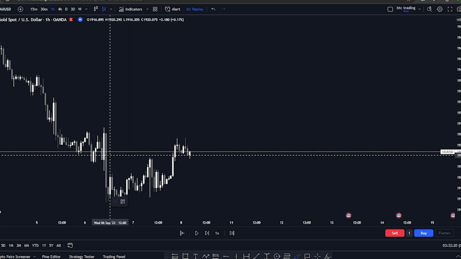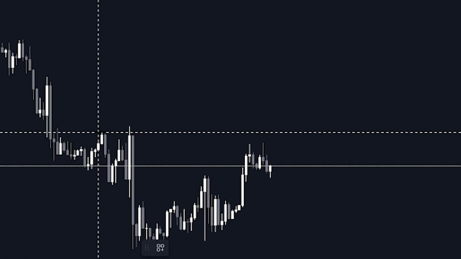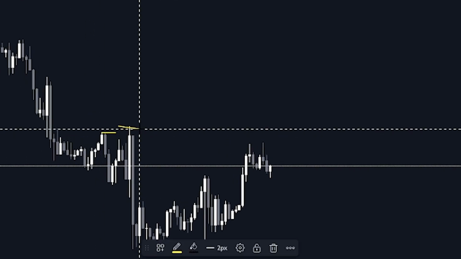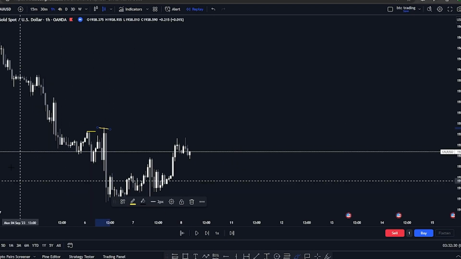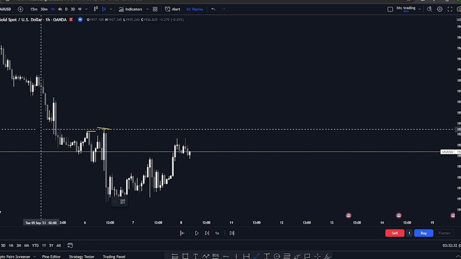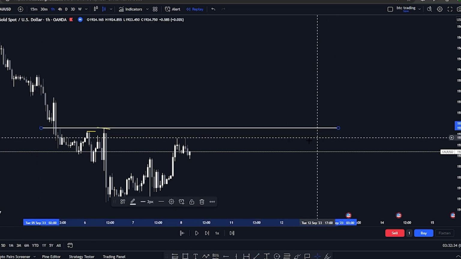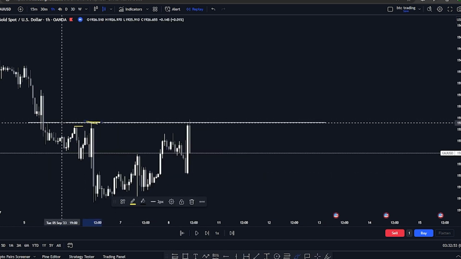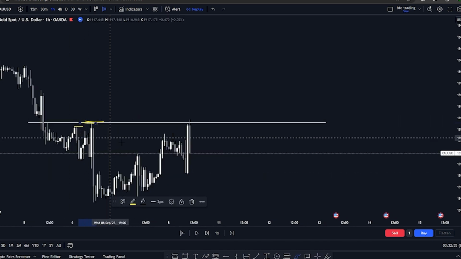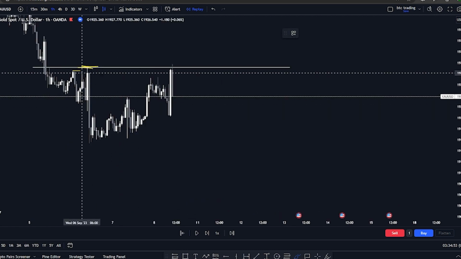So here you can see on the gold 4-hour chart, my daily bias or the drawn liquidity is that these highs will get taken because they are the nearest liquidity zone. So let me mark a line here and let's see what happens when we play the price action forward. As you can see, these highs were taken and my daily bias proved to be right.